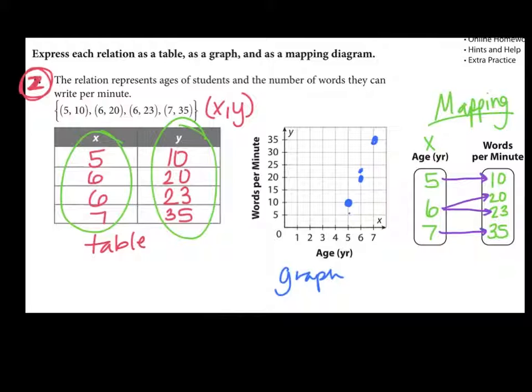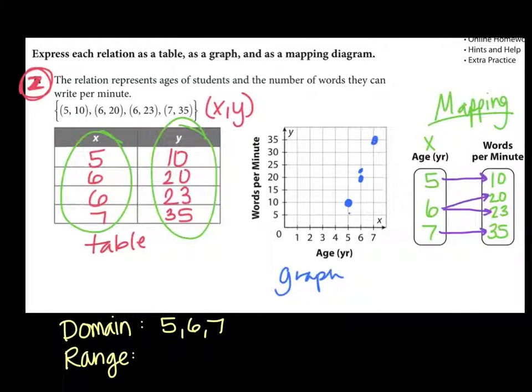All right, the only other directions, it doesn't say this in the directions, but we're going to do it because we need some practice. We just need to make sure we know what we're doing. We need to be able to say domain and range. So for the domain, we said we just list the x values. So my domain here is going to be 5, 6, and 7. Again, because the 6 is the same number, you only have to list it one time. All right, my range are my y values. So my range are 10, 20, 23, and 35.